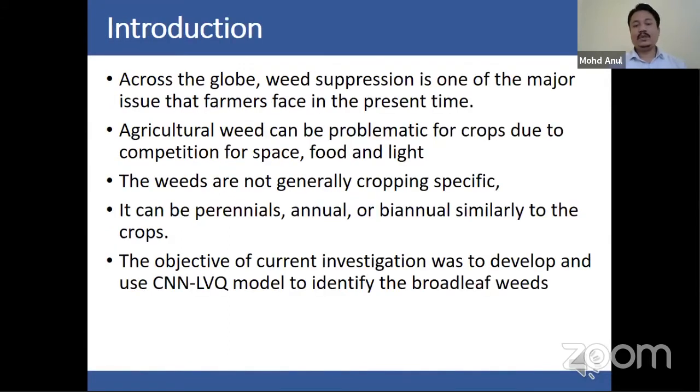So across the globe, this problem of weed is one of the major issues that farmers are facing everywhere in the world. And it can be problematic because those weeds are competing with the very crops for food, for space, and for light. Weeds are not crop specific, but can be of different types like perennials, annual, and biennial. The perennials are the most difficult to suppress. In normal terminology, we say weed is an unwanted plant or species in our cropping system, and it is problematic for farmers.